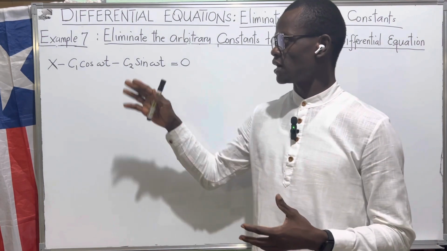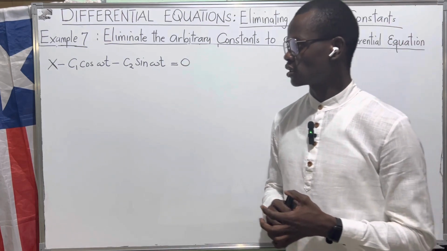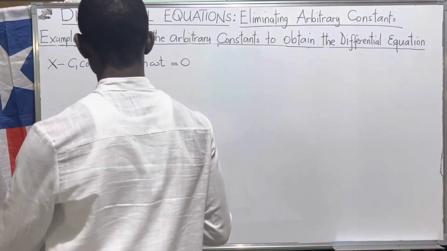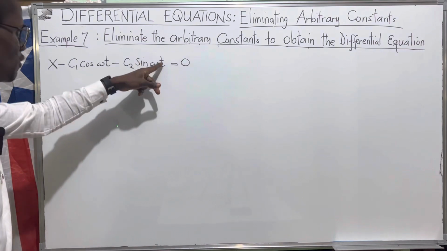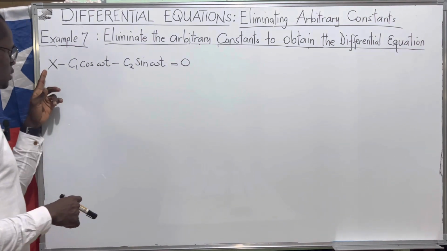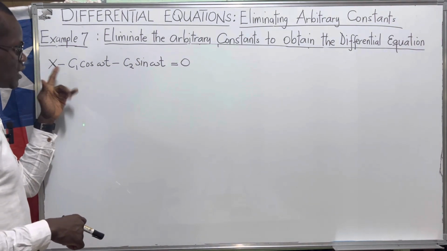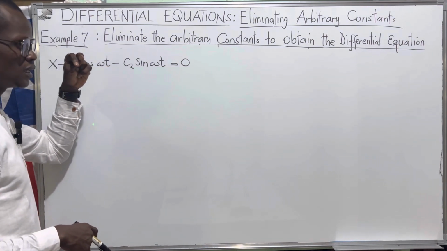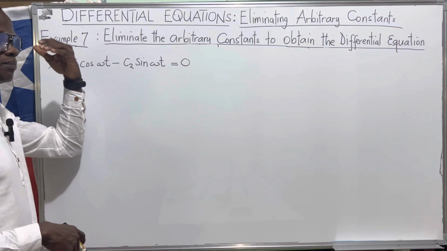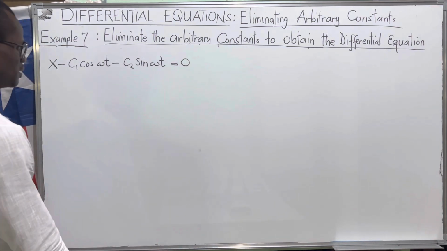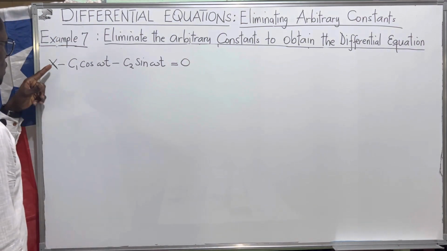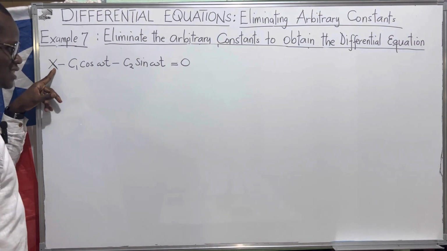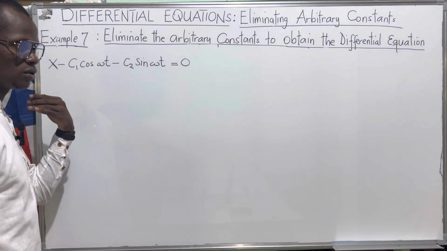We have x minus c1 cos of omega t minus c2 sine of omega t. Now, x is the name of the function and t is the independent variable within the problem. So whenever we differentiate x, we must attach x prime.